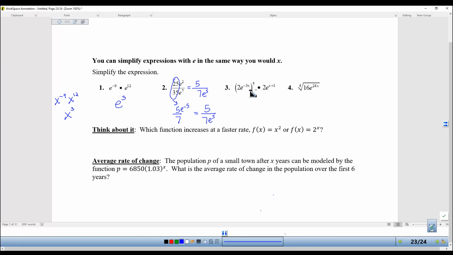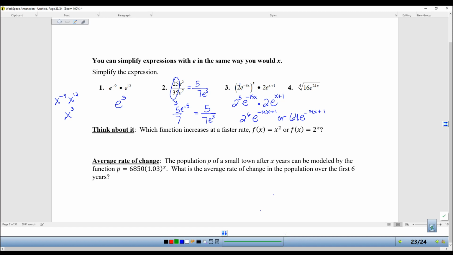When you have a power to a power, you multiply them. So this is 2 to the 5th because this is 1, so 1 times 5. And then e to the negative 3x times 5, negative 15x, times 2e to the x plus 1. So numbers with numbers now gives me 2 to the 6. And again, when you're multiplying like bases, you add their exponents. So it's e to the, adding those together, negative 14x plus 1. Or if you want to multiply that 2 to the 6 out, it is 64 e to the negative 14x plus 1.